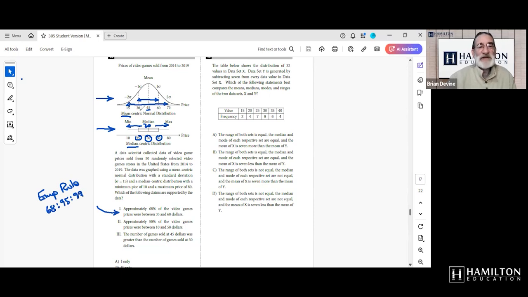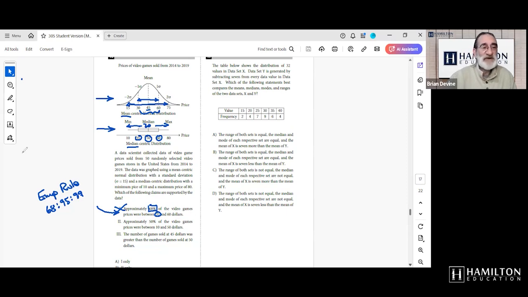Well, the problem here is that this would be between 30 and 60, and this says between 35 and 60. So that wouldn't be the full 68%. So one isn't true. We can't make that claim. If it said 30 and 60, we could make that claim. For number two, approximately 50% of the data, half of the video game prices were between 10 and 50.